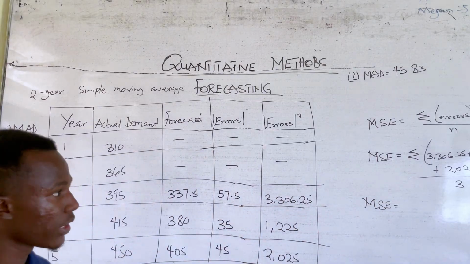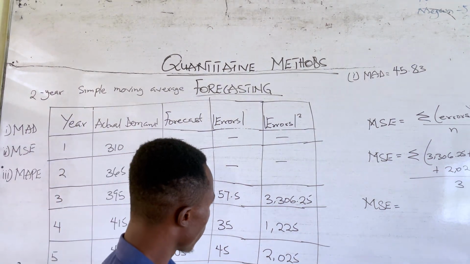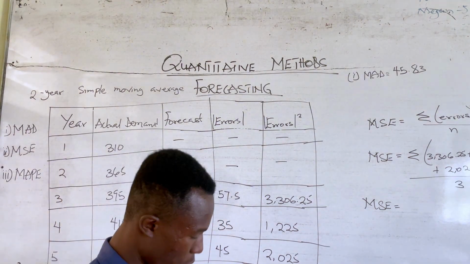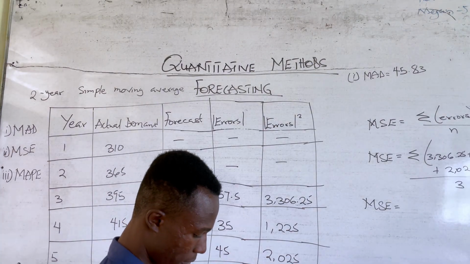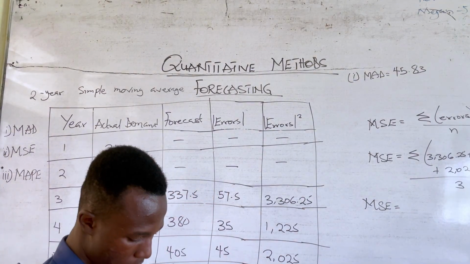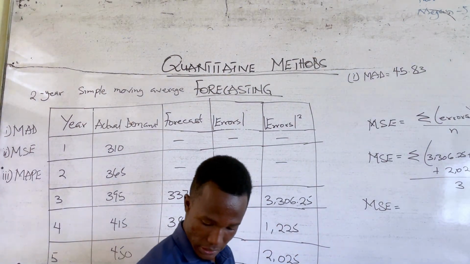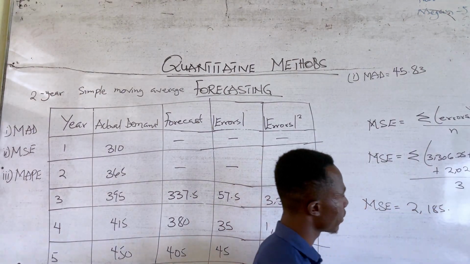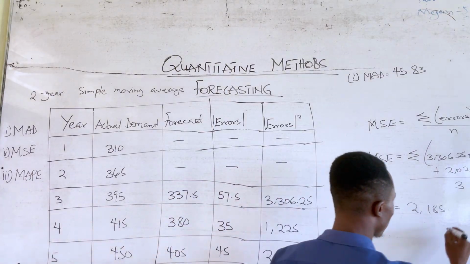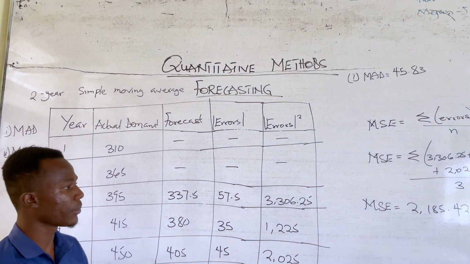So now let's sum everything. We have 3,306.25 plus 1,225 plus 2,025 divided by 3. So we have 2,185.42. Okay. Yes. So this is the mean squared error. This is the mean squared error.